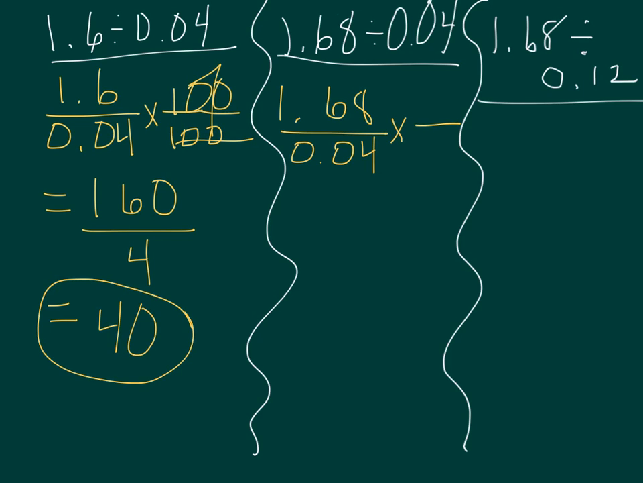And again, our last one is 1 and 68 hundredths divided by 12 hundredths. Again, you need to think about what am I going to times this by, right? It has to be a fraction equivalent to 1. So I'm going to times it by a fraction equivalent to 1, where I'm going to get rid of my decimal points. Okay, so what would you have to do?